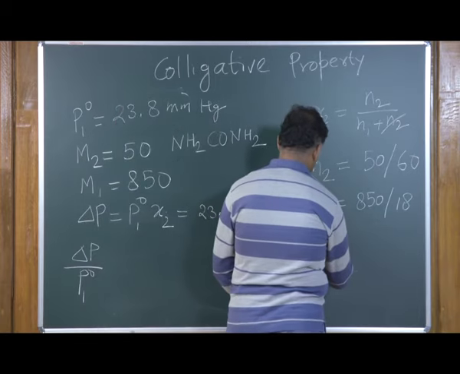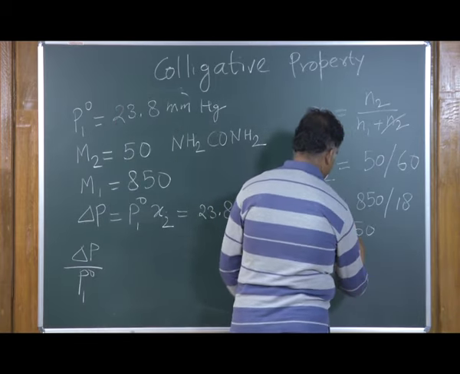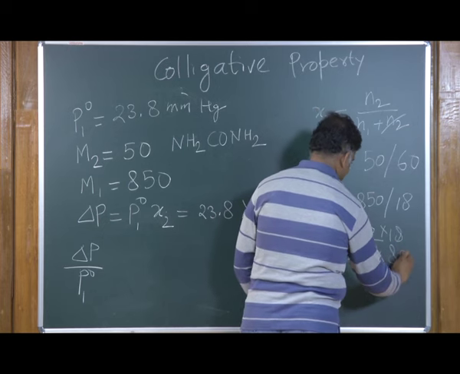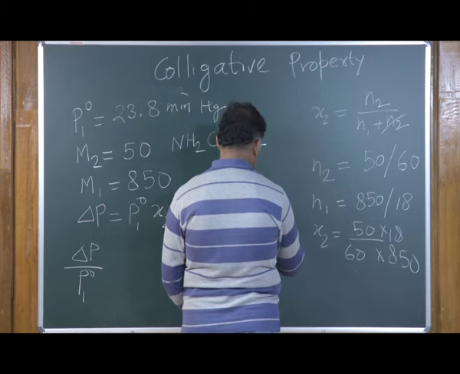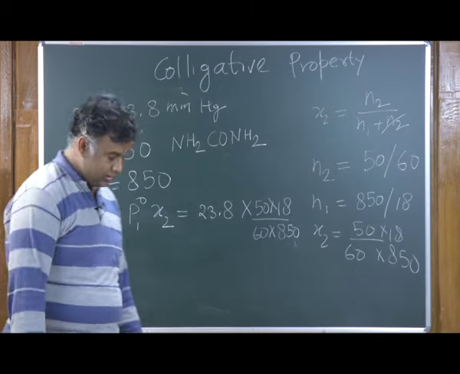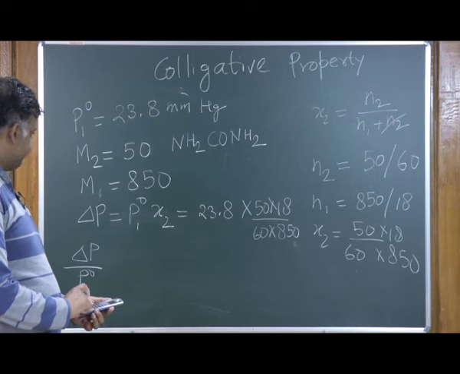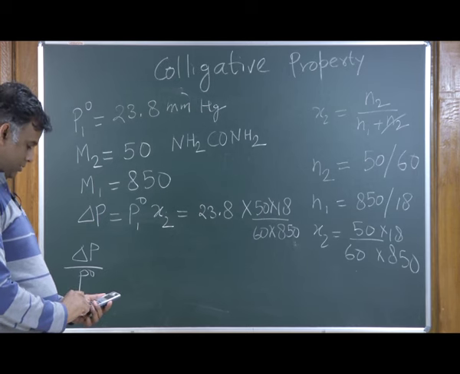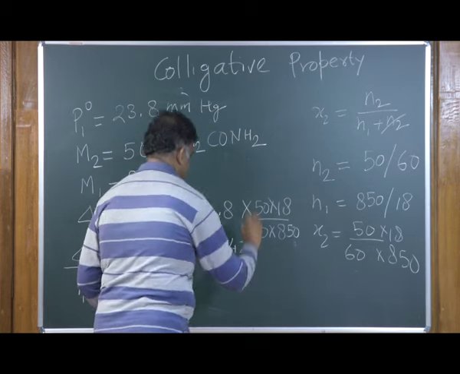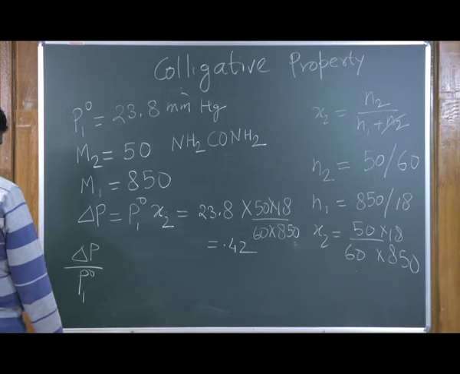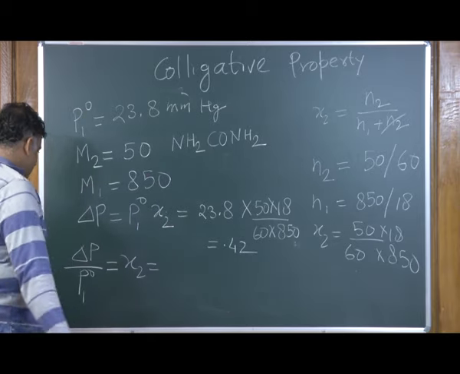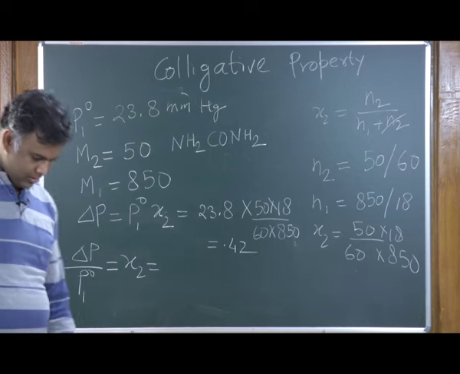And so, x2 is n2, 50 by 60 into 18 by 850. So, I put that quantity right here, 50 into 18, 60 into 850. Okay, and let's use the calculator and see what we get. So, the lowering in vapor pressure is 0.4. And now, what about this quantity? This is nothing but x2, which we have already calculated. So, x2 is right given here.